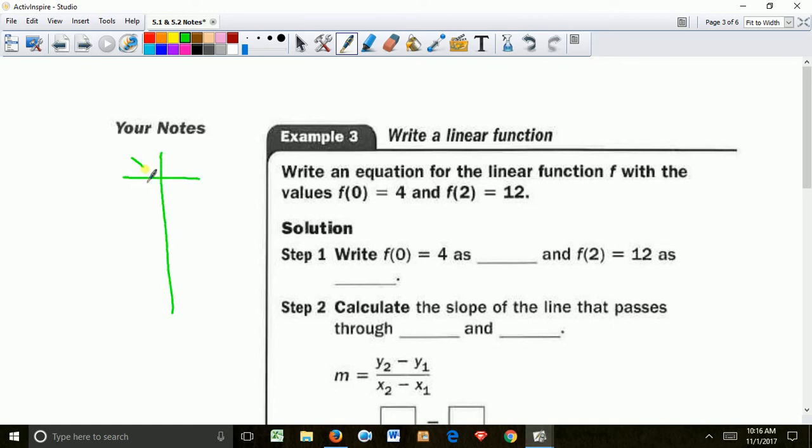One thing to note on this problem here is that you can put this into an xy table. If x is equal to 0, the value of y is 4. And then on f of 2 is equal to 12, the value of x is 2. Means that y is 12. Alright, and again you can write those as ordered pairs, 0, 4, and then 2, 12.